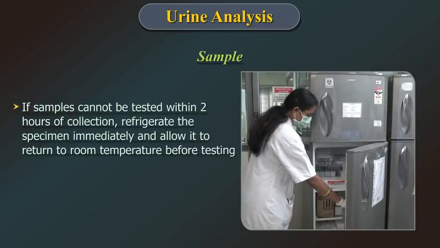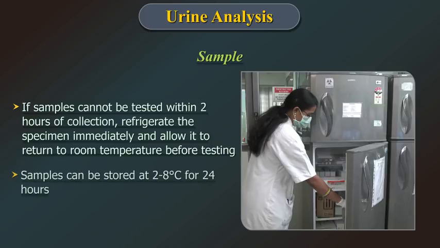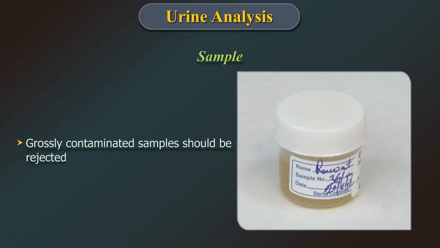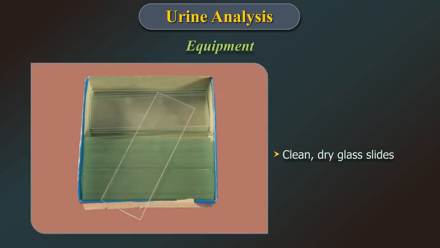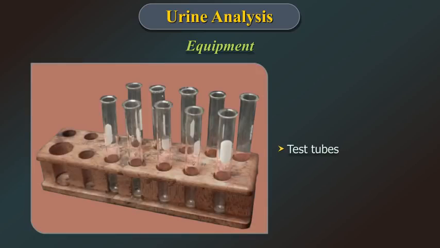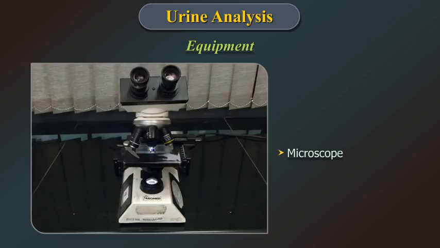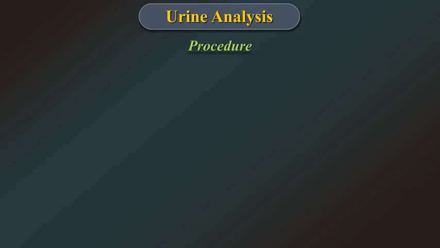If samples cannot be tested within 2 hours of collection, refrigerate the specimen immediately and allow it to return to room temperature before testing. The sample can be stored at 2 to 8 degrees for 24 hours. Grossly contaminated samples should be rejected. Equipment: clean, dry glass slides, cover slips, test tubes, microscope, centrifuge.